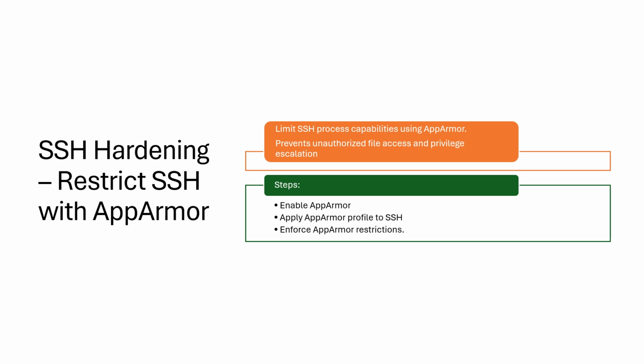AppArmor ensures SSH can only access necessary files. This profile prevents SSH from reading users' hidden files located at /home/*/.*, reducing the impact of potential SSH exploits. By applying this AppArmor profile, we enforce strict access controls over SSH, limiting its ability to interact with the system beyond what is necessary for normal operation.